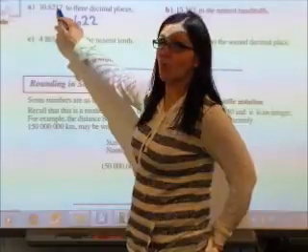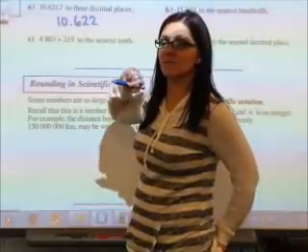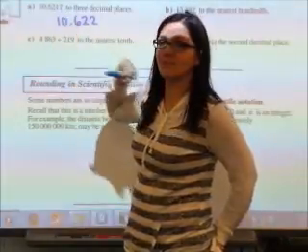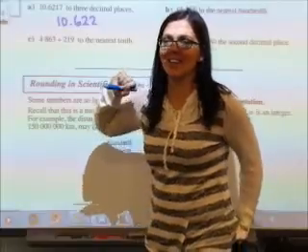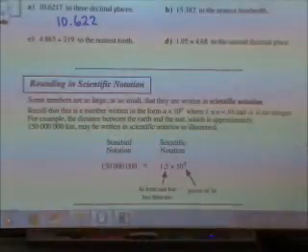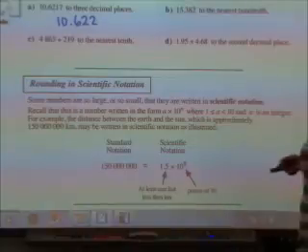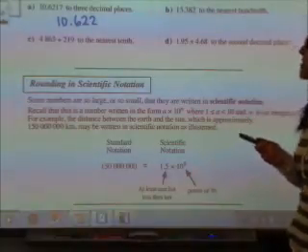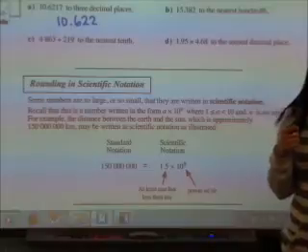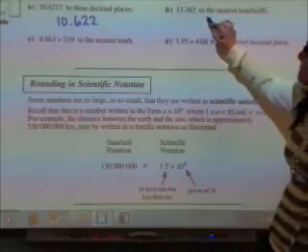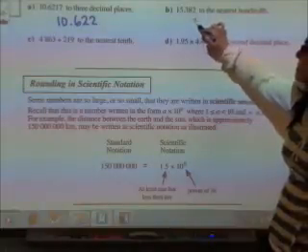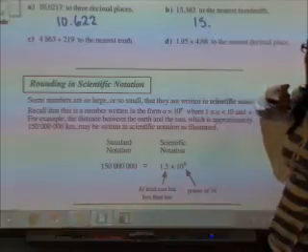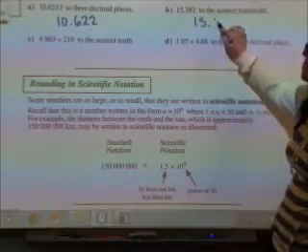Well, 7 is higher than 5, so the 7 is going to make the 1 become a 2. Look at your page, sorry. If I take 15.382, or 382 thousandths, and I round it to the nearest hundredth, what would I get? 15 point what?